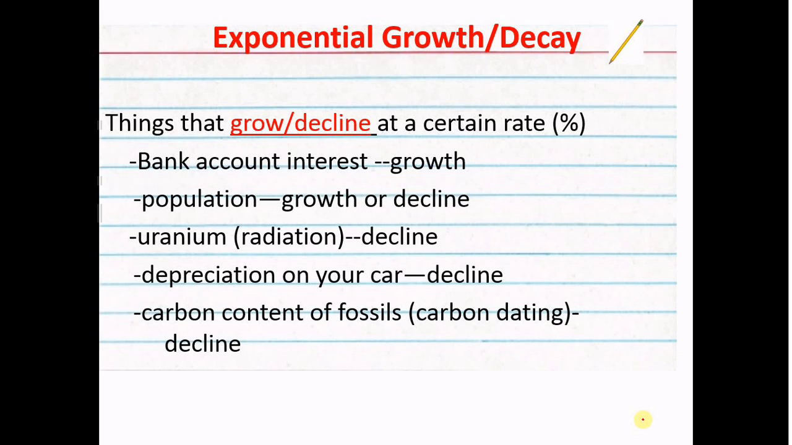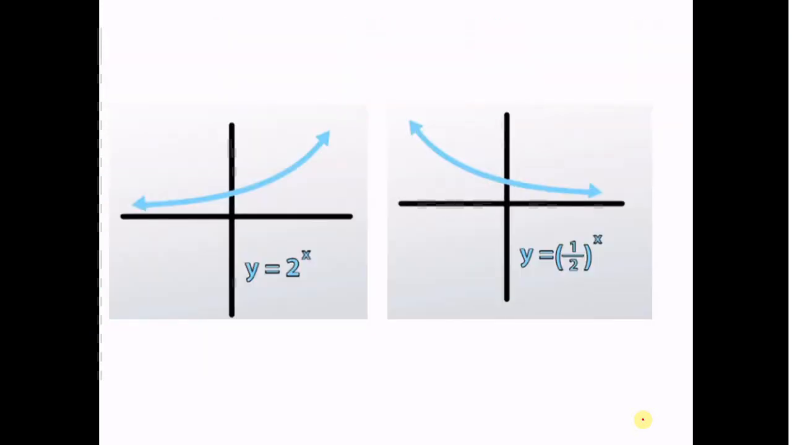We see that all the time when they talk about Chernobyl and various places where we know that there's still radiation there, and over time it's going to decline. Your car, depreciation in your car: the more years you drive it, it's worth less and less money. And then carbon fossils, carbon dating. That's how they know that a mummy is so many years old. They use exponential decay. So this is very useful in real life situations.